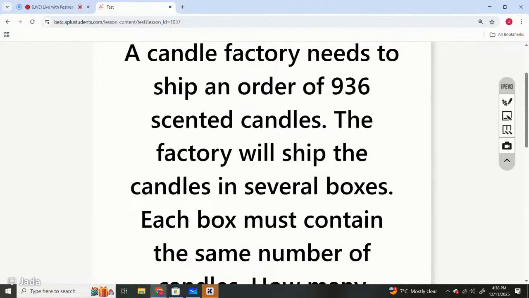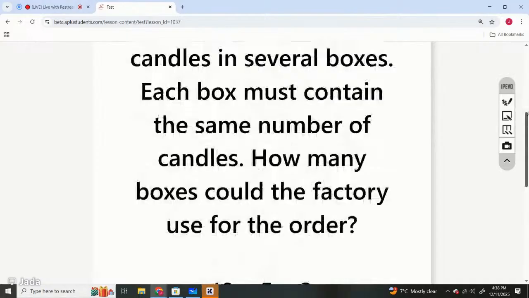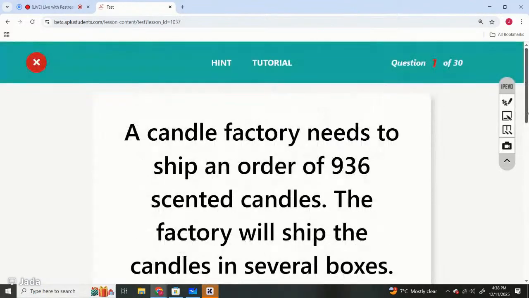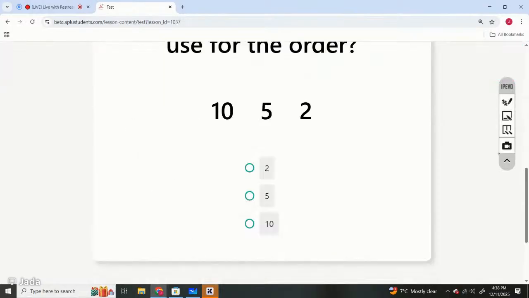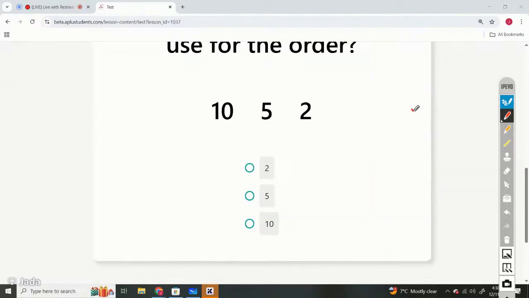Okay, the next one is a candle factory needs 936 scented candles. The factory will ship the candles in several boxes. Each box has the same number of candles. How many boxes could the factory use for the order? 936 candles they have to ship, right? Let's just add and divide by 9.